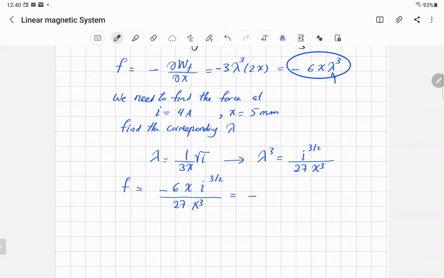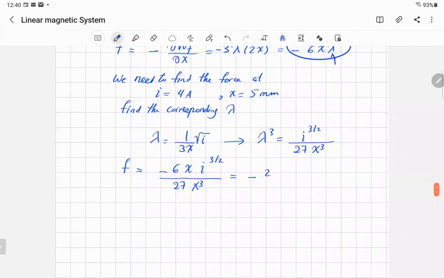Simplify: 6 divided by 27 is 2/9, and then you have x and x cubed, so you have x squared on the bottom. And just leave this one, something like that. Now I can find the magnitude of the force. The magnitude of the force would be equal to negative 2/9, and the current is equal to 4.